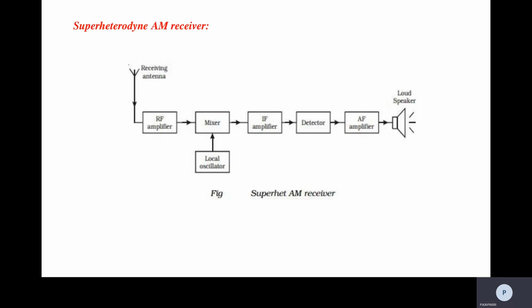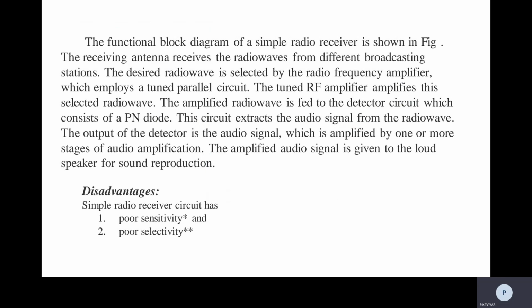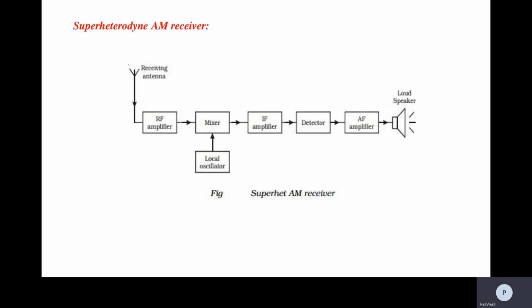Here you have the words sensitivity and selectivity. I will explain those terms in the coming slides. First we will see the superheterodyne AM receiver, and we also have an FM receiver. Now we will see both.